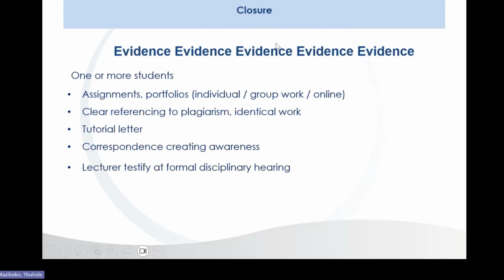Now, like I said, evidence. Say it's a take-home exam, a portfolio exam. We know that with portfolios, most lecturers opt for a Turnitin report. Should a Turnitin report be submitted to our office and it's found that you used AI?